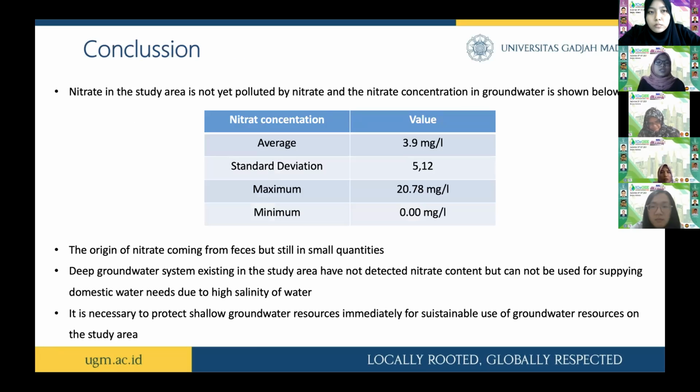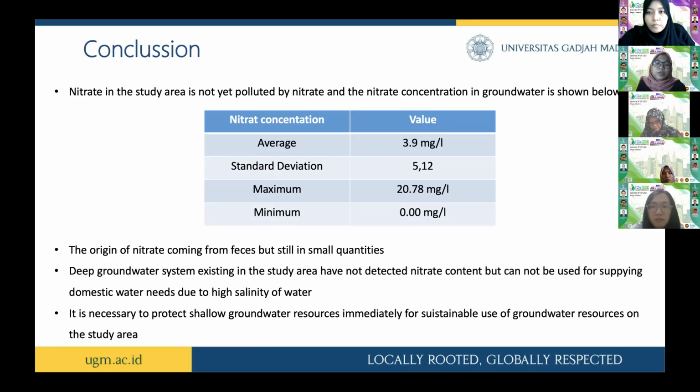The conclusion from the research is that we can know the study area is not yet polluted by nitrate, and the nitrate concentration in groundwater is shown below. The average was 3.9 milligrams per liter, the standard deviation was 5.12, the maximum was 20.78 milligrams per liter, and the minimum was 0. The origin of nitrate comes from fertilizer, but still in small quantities.